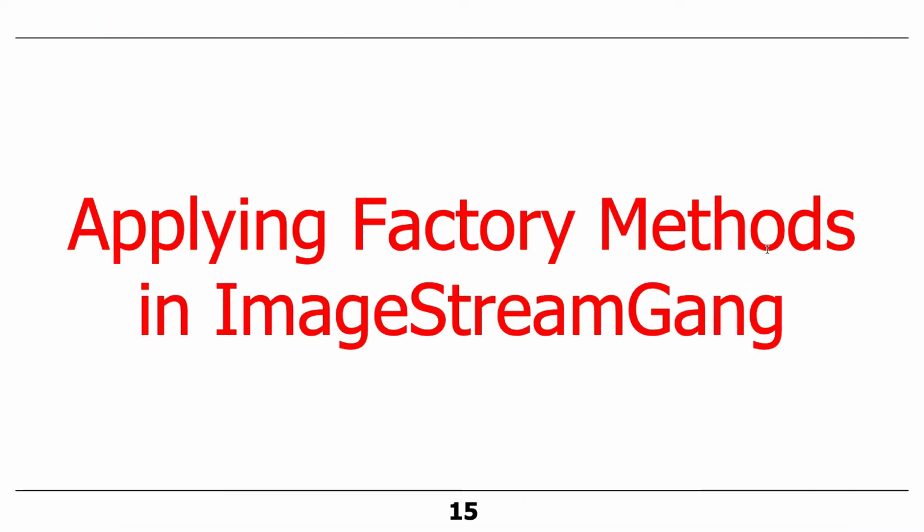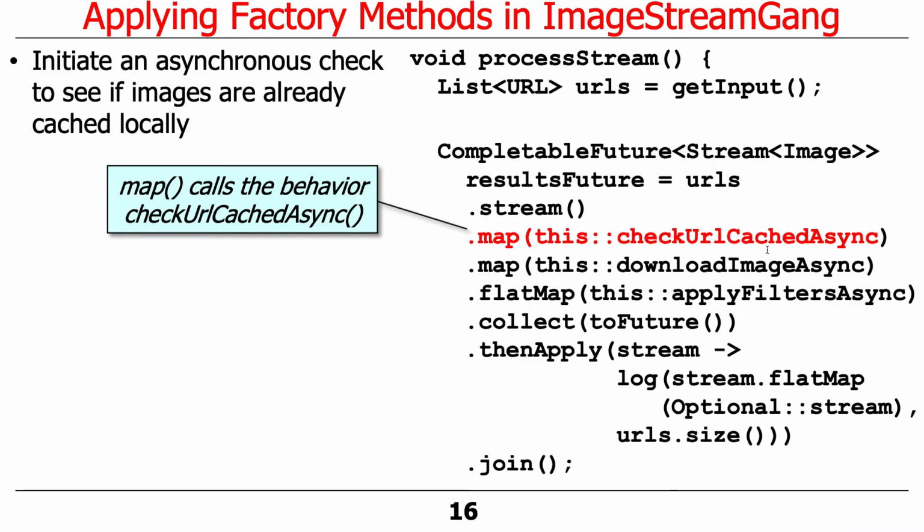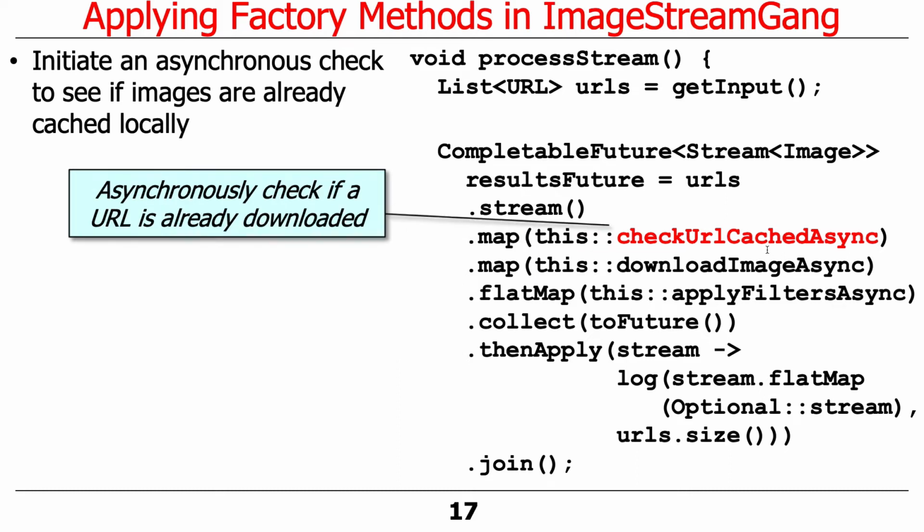All right, so now that you kind of see the big picture, let's dive down and look at each of the steps in more detail. So this is the part where we're going to check to see if an image is already cached locally. And of course, we're going to do this asynchronously. And we're going to be using this checkUrlCachedAsync behavior, which is a method reference that's implemented somewhere else in this class. So remember, this is going to call this method reference for every URL in the stream. So far, pretty straightforward.